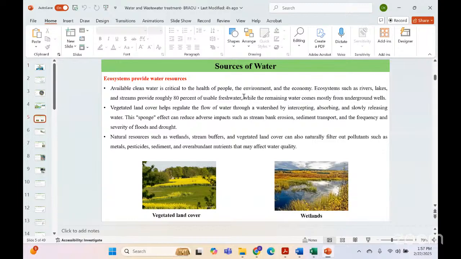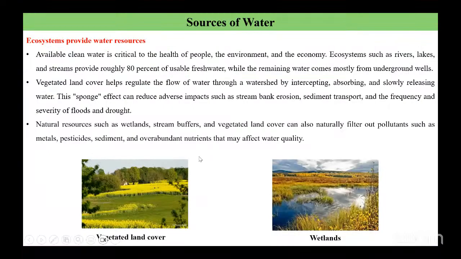So these ecosystems also provide water resources. The clean water, whichever is available, is critical to people's health, the environment, and also the economy. Ecosystems such as rivers, lakes, and streams provide roughly 80% of usable fresh water, while the remaining water comes mostly from underground wells. These underground wells are nothing but the groundwater, which is recharged with the help of vegetated land covers and also natural wetland systems.